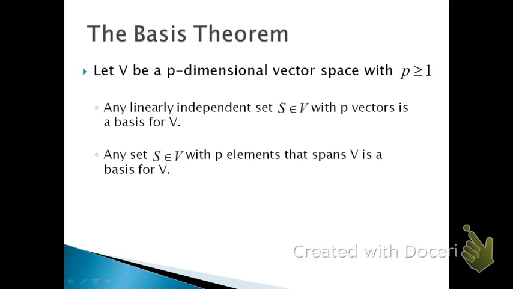So we have a basis, the basis theorem. And the basis theorem says if V is a p-dimensional vector space with p greater than or equal to 1, then 1, any linearly independent set S in V with p vectors is a basis for V. Also, 2, any set S in V with p elements that spans V is also a basis for V.